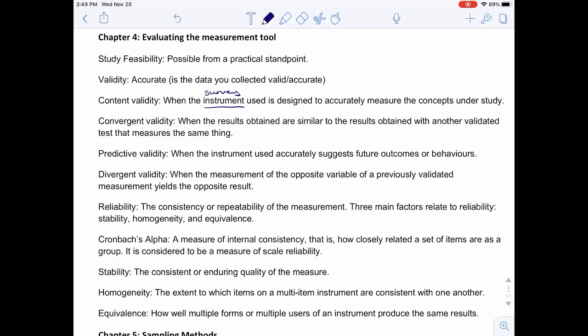Predictive validity is, okay, so you've developed this survey and you're saying, if you answer these questions like this, you're more likely to do this 10 years from now, right? I know, very vague. Sorry, guys. But it's able to predict something in the future. So when the instrument used accurately suggests future outcomes or behaviors.